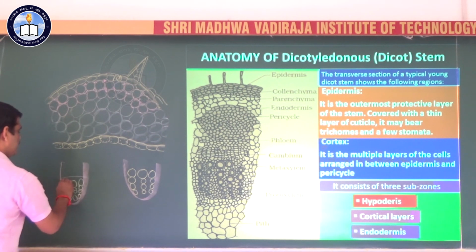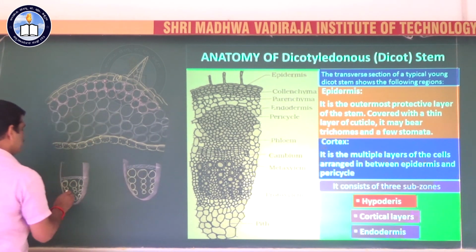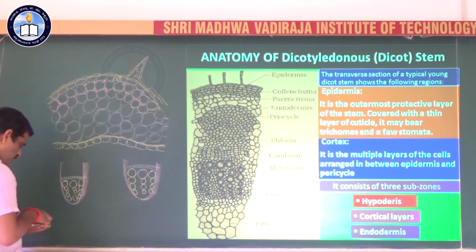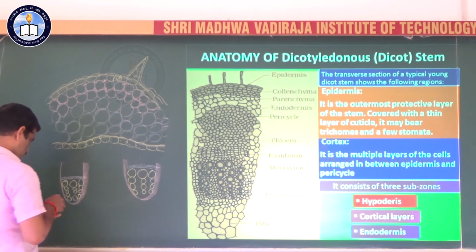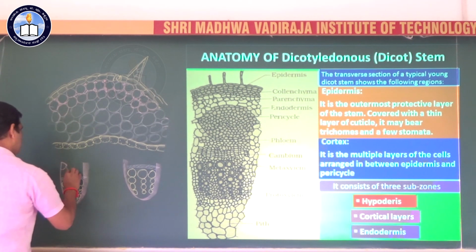In between the xylem and phloem, a patch of meristematic tissue is present, that is the cambium. A strip of cambium is present between the xylem and phloem. This is the phloem tissue. Phloem.